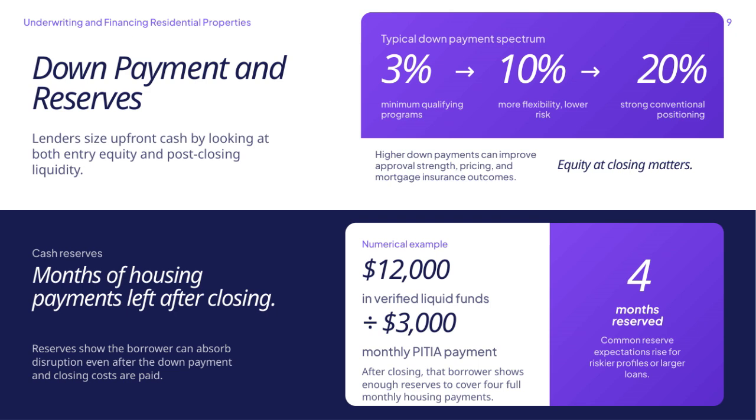Cash reserves are equally important. They are the months of housing payments you'll have left after closing, demonstrating that you can handle financial disruptions even after paying your down payment and closing costs. For example, if you have $12,000 in verified liquid funds and your monthly PITIA payment is $3,000, you effectively have enough reserves to cover 4 full months of housing expenses.